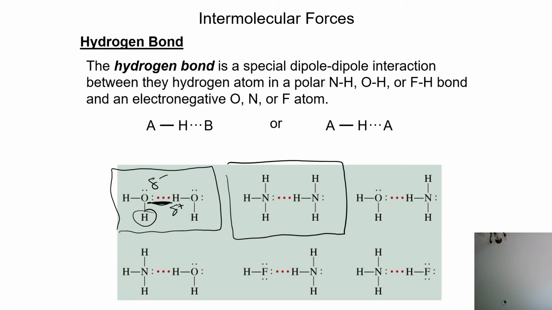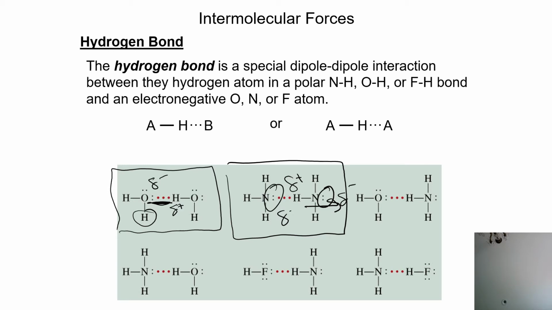So remember, F, O, or N's with hydrogens can hydrogen bond with other F, O, or N's. So one of the hydrogens, remember, the lone pair sets up a dipole moment going in this direction. So this is partially positive. These lone pairs set up that dipole, so we can have that hydrogen interact with the lone pair on nitrogen.